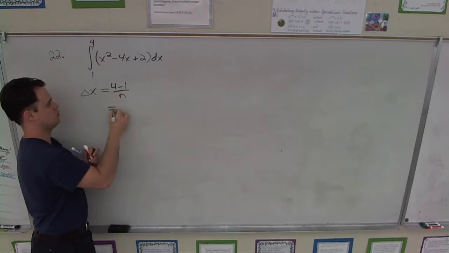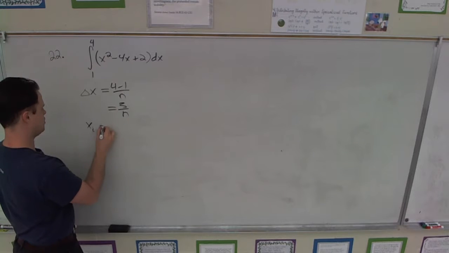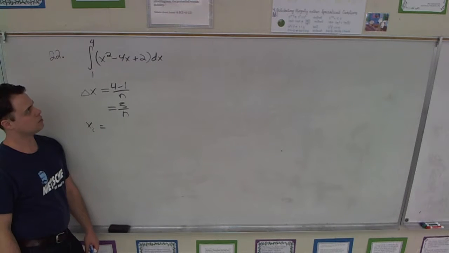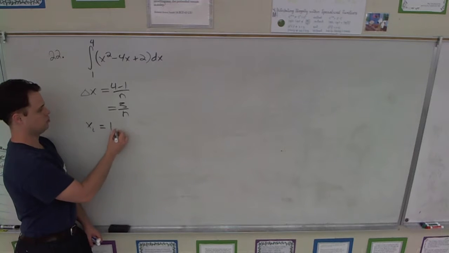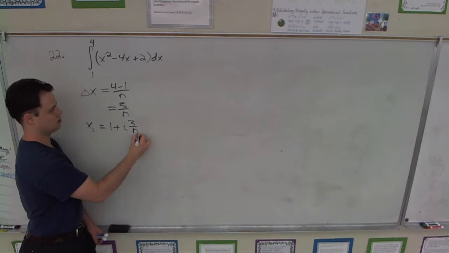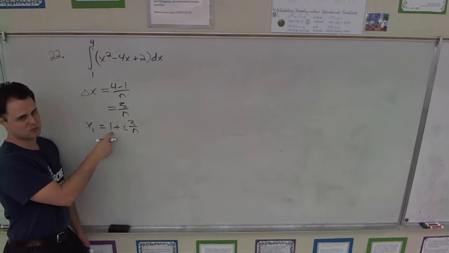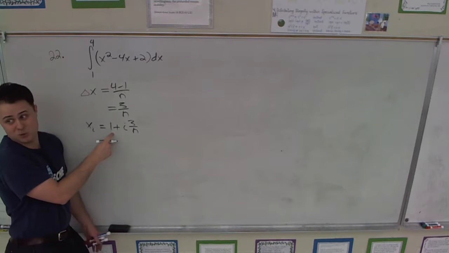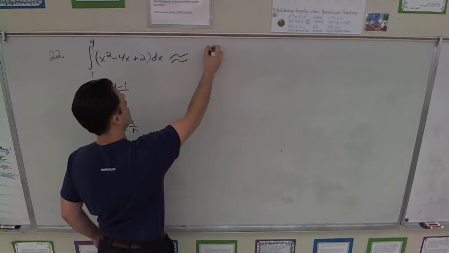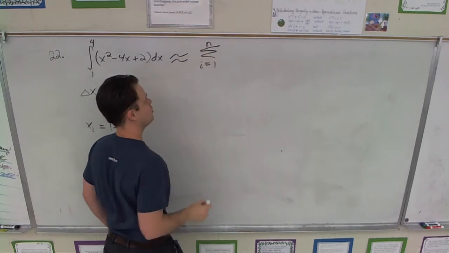3/n. Same thing as last time, but coming from a different place. We're going to have x sub i, the element we feed into f of x. It's going to be 1 plus 3i over n, times delta x. So, a little bit different. It's going to be a little bit more of a pain. We're going to say this is approximately equal to the sum from 1 to n.